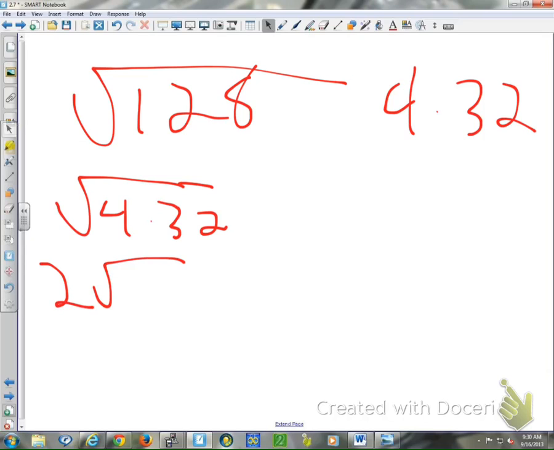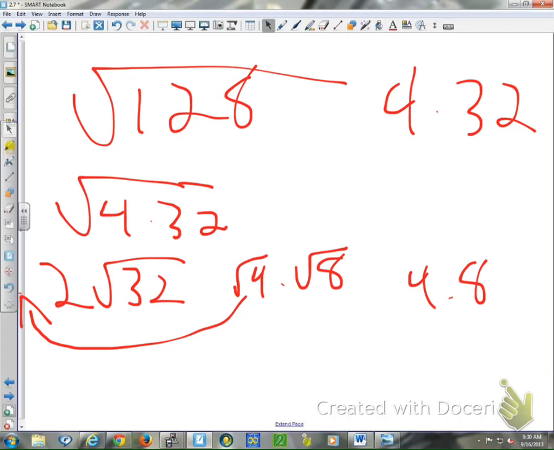So that's 2. Now, does any perfect square number go into 32? What about 4? Does 4 go into it? Yeah, and it gives 8. 4 times 8. What's the square root of 4? 2. So that brings another 2 out in front. 2 times 2 is 4 radical 8.